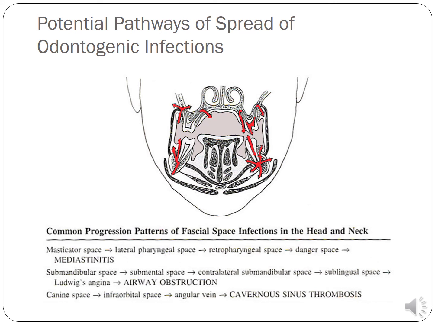From the masticator space, it can go to the lateral pharyngeal space, or it can ascend to the danger space, and then it can cause mediastinitis. When the infection goes to the submandibular space, it can travel to the submental space, cross the midline, and travel to the contralateral submandibular space, and then again the sublingual space, which can cause Ludwig's angina and airway obstruction.